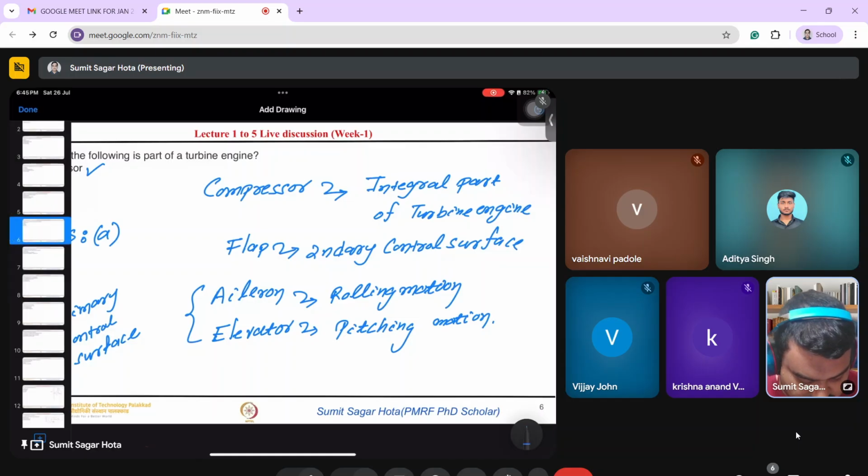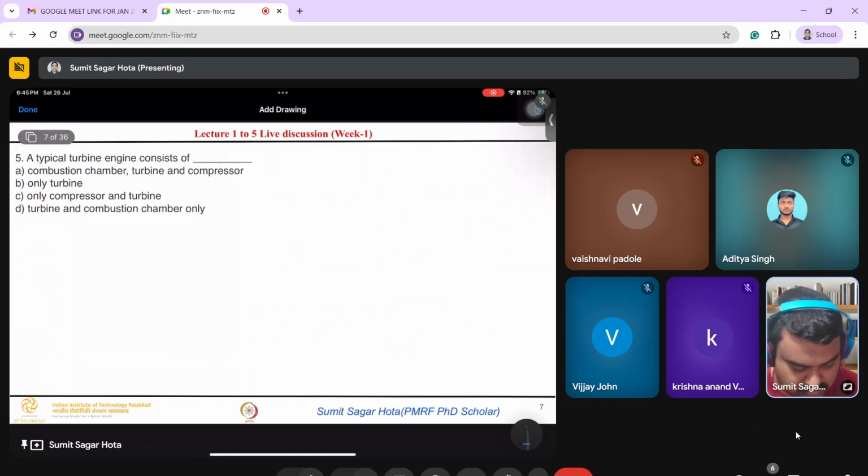Let's go to the next one. A typical turbine engine consists of dash. It's a very simple answer. Option A. It consists of a combustion chamber, a turbine, and a compressor.